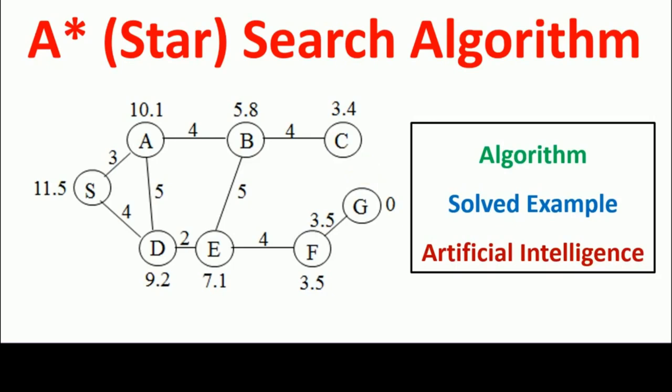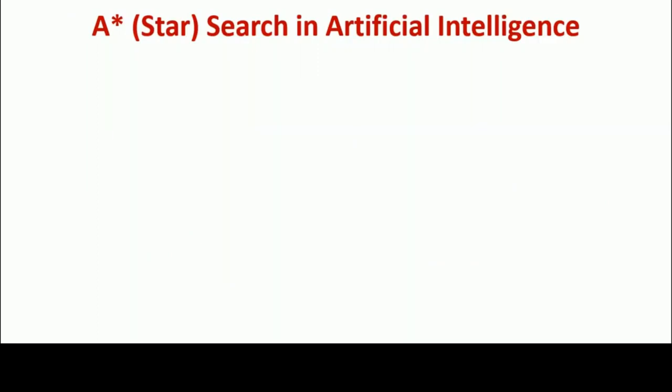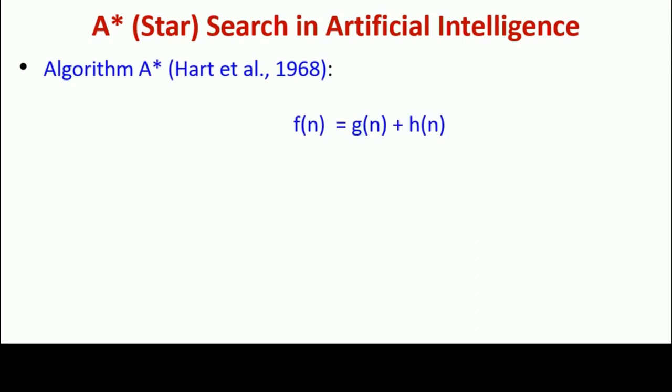Hi, welcome back. In this video, I will discuss A-star search algorithm in artificial intelligence with a solved example. A-star search algorithm was implemented in 1968. We use the following equation to select the successor node.